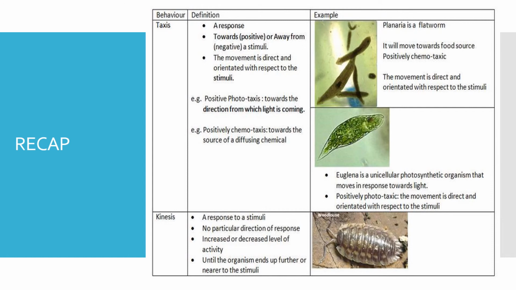Another example for taxis is the euglena. It is a unicellular photosynthetic organism that moves in response towards light. It is positively phototaxic. The movement is direct and oriented with respect to the stimuli. An example for kinesis is the woodlice.